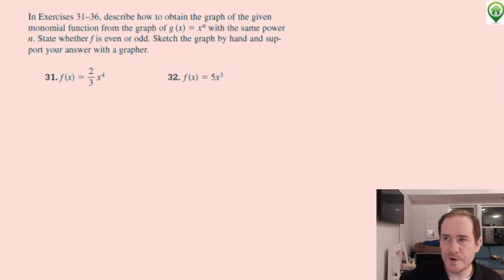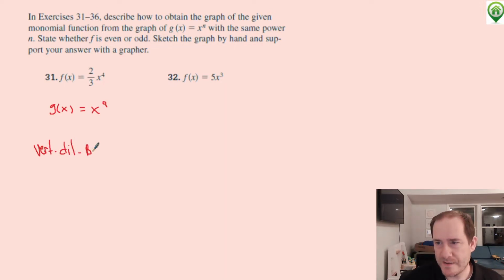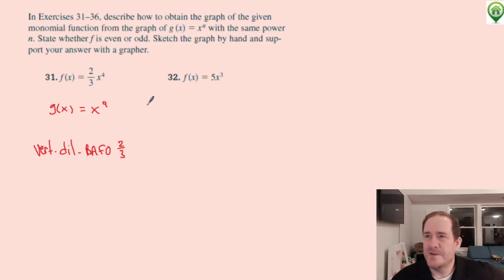Ugh, there's more. Alright, it says describe how to obtain the graph. So we're talking about transformations now. So for this function, we would define g of x as x to the 4. And we see the only transformation here is that 2/3. So the only transformation would be a vertical dilation by a factor of 2/3. That's it.